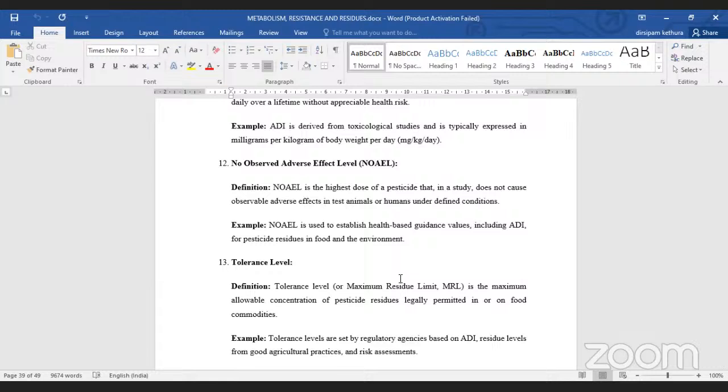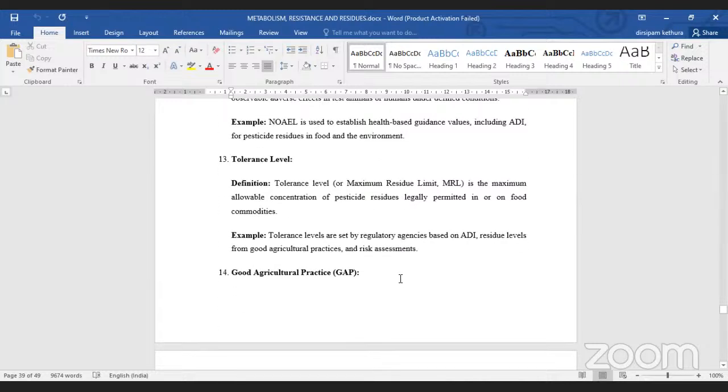It is the highest dose of substance that does not cause any detectable toxic effects in experimental animal study. And it is expressed in milligrams per kilogram of body weight per day. And the example is no observed adverse effect level is used to establish health-based guidance values, including ADI for pesticide residues in food and the environment.